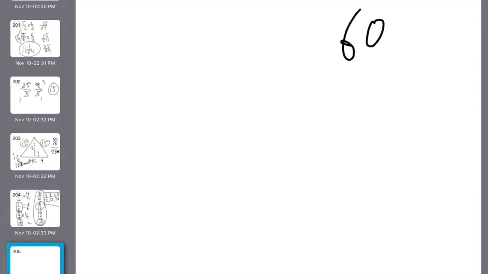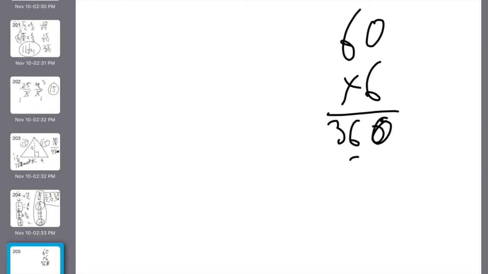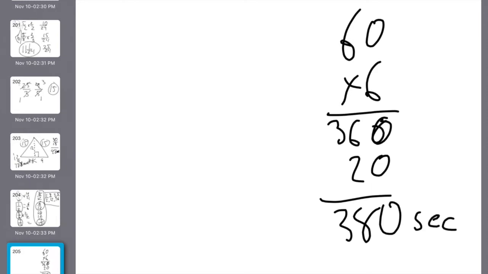So I know there's 60 seconds in a minute. I know I got 6 minutes, so I multiply. Gives me 360. He also had the 20 seconds on top of that, so it's 380 seconds. That's part A. B says what was his average?